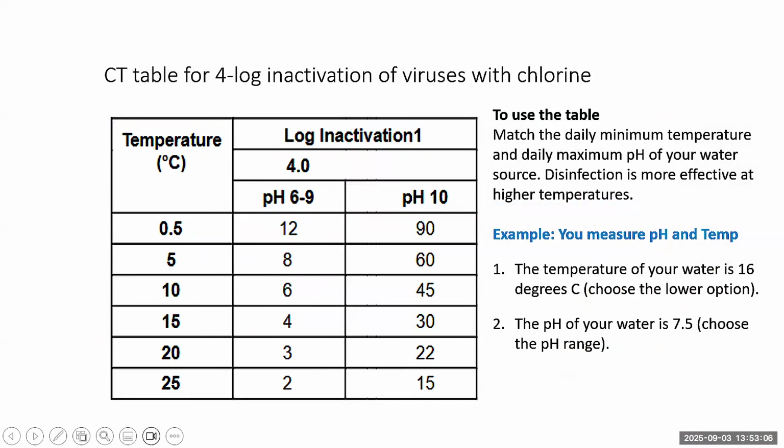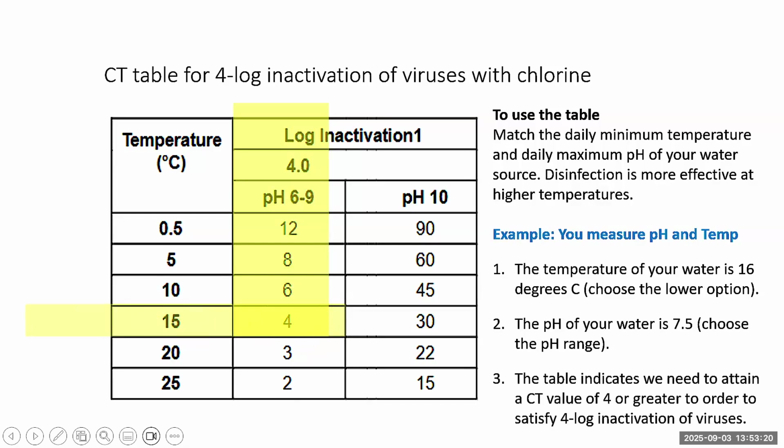So we've got our pH, we're on this range. And let's get this caught up, and we've got our temperature is here. So that tells us from our table that we need to attain a CT value of 4 or greater in order to satisfy our requirements.